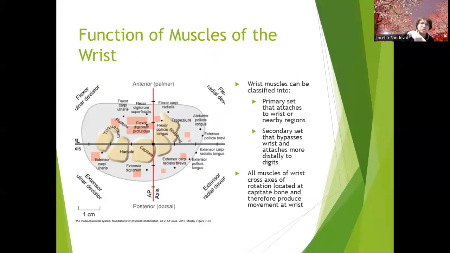So this is the picture that I was talking about, where the wrist muscles can be classified into the primary set that attaches to the wrist and the secondary set that bypasses the wrist and attaches to the digits. We haven't talked about the secondary set yet. We're going to talk about that in the hand. But all the muscles of the wrist cross axes of rotation located at the capitate bone. That's why the capitate is the captain of the hand. So that's the center of the hand. And so they all cross axes going through it, and they produce the movement at the wrist.